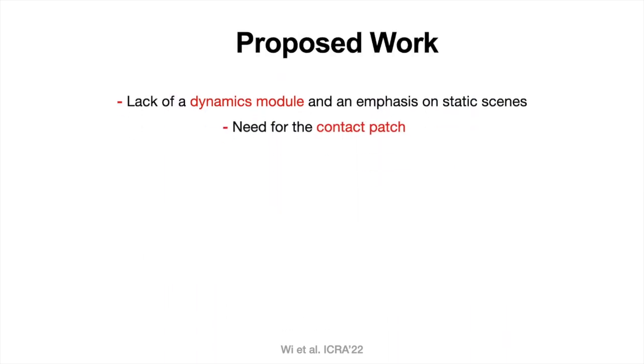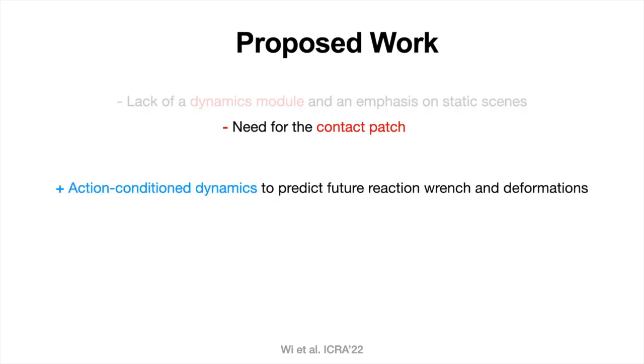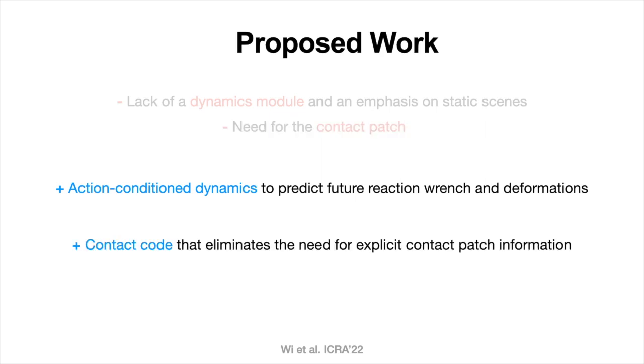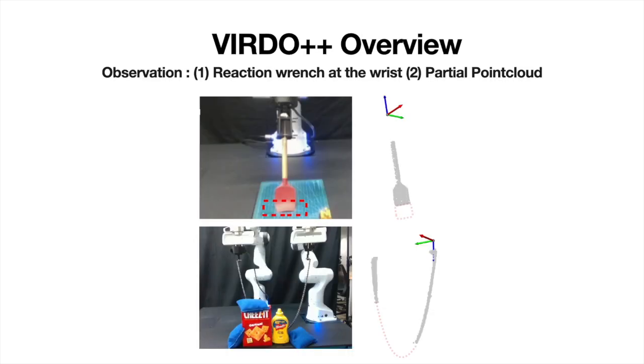In this study, we address two major limitations of VIRDO by introducing action-conditioned dynamics and contact code. Based on this, we show how these extensions enable real-world tasks and demonstrate our approach on spatula and chain manipulation. We assume a high-occlusion manipulation scenario using deformable objects. We can obtain the reaction wrench at the wrist and a partial point cloud.